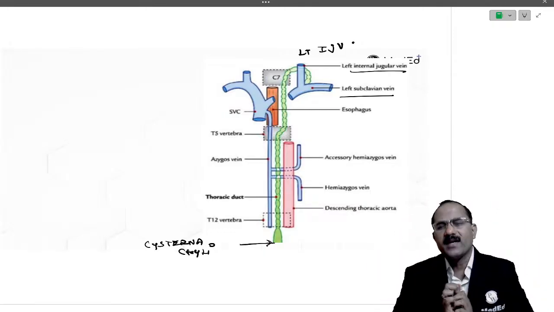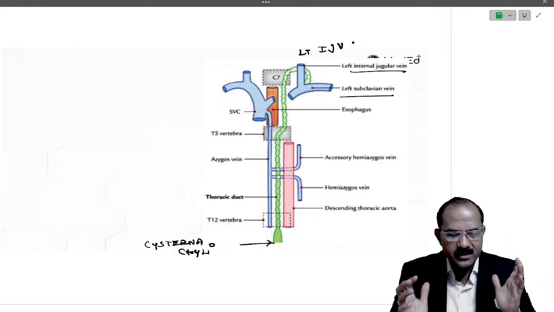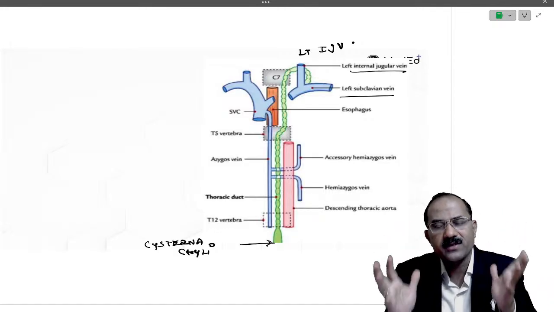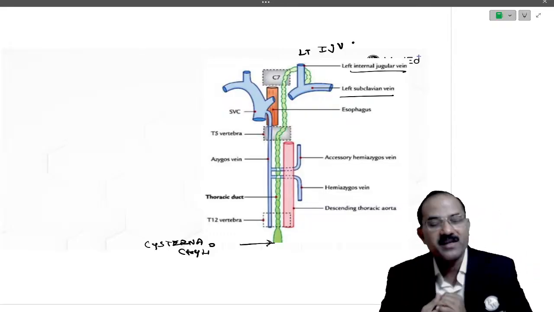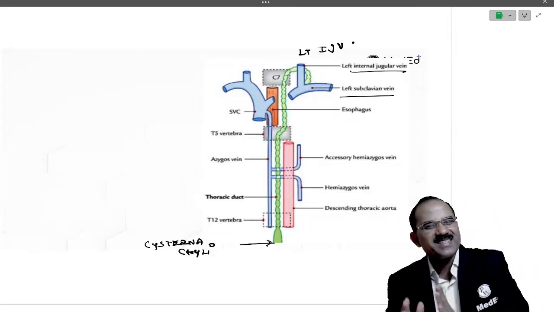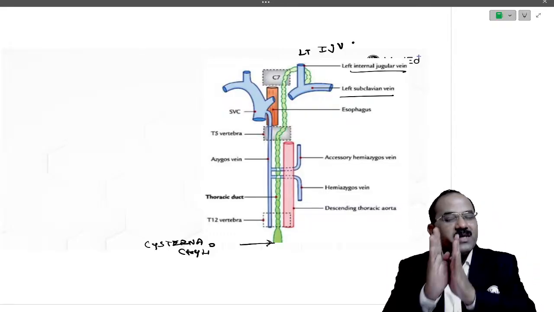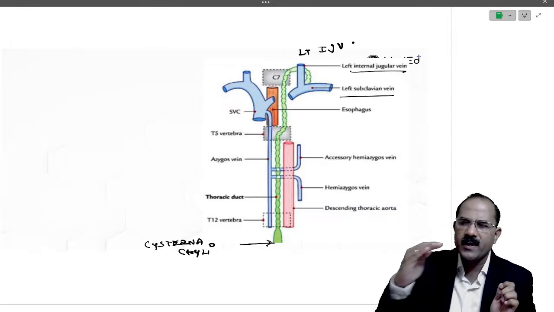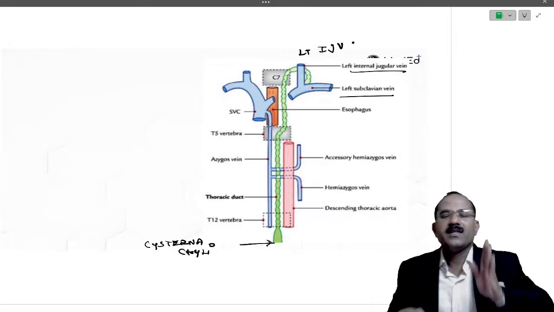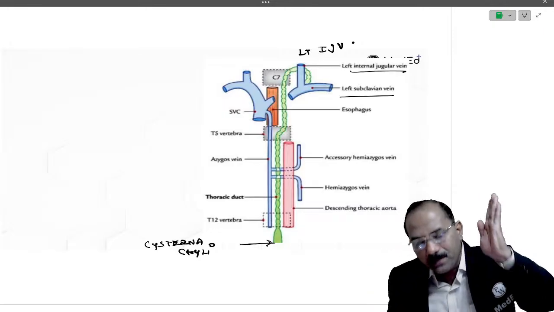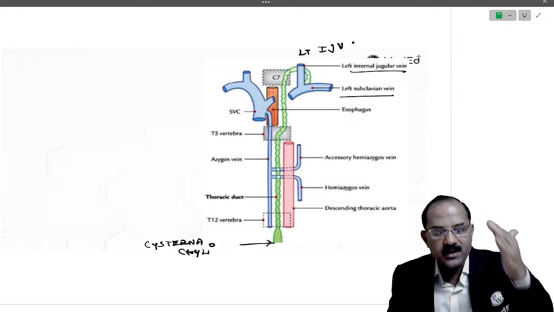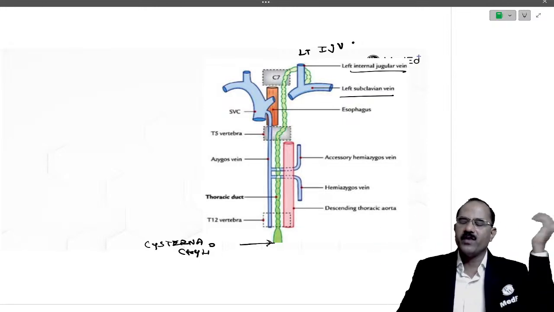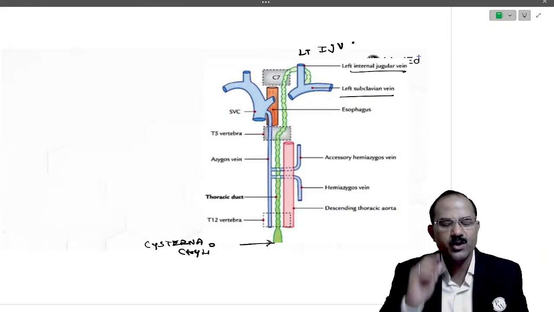Samajh mein aaya? Is this clear? The thoracic duct begins as a large lymphatic duct, the cisterna chyli, enters the thorax through the aortic opening of the diaphragm, lies on the right side, ascends in the posterior mediastinum, and crosses to the left side at T5. Now it ascends in the superior mediastinum and opens at the junction of the left internal jugular and the left subclavian vein. That's the thoracic duct.